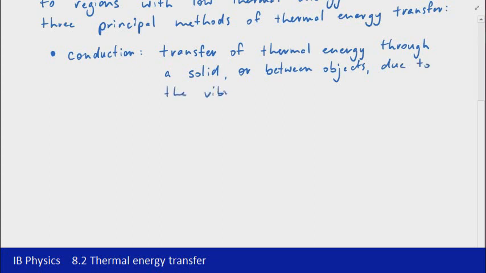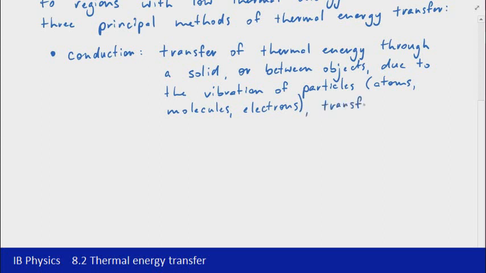And when we say particles, a couple of things to be aware of with that word. So the particles that we could be talking about could be atoms, they could be molecules, or they could even just be electrons. So any of those types of particles that you might find in matter, and the vibration of those particles is going to transfer kinetic energy from faster moving particles to slower moving particles. So that's the method by which conduction works.